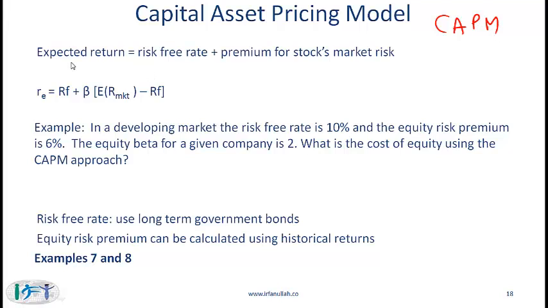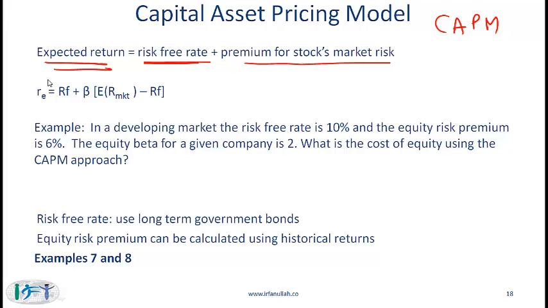According to this model, the expected return on equity is equal to the risk-free rate plus the premium for the stock's market risk. Clearly, when an investor purchases a stock, he's taking some risk, and he will require a return, or he will expect a return that is greater than the risk-free rate. So we use the risk-free rate as a starting point, and then the additional return above the risk-free rate is based on the stock's market risk.